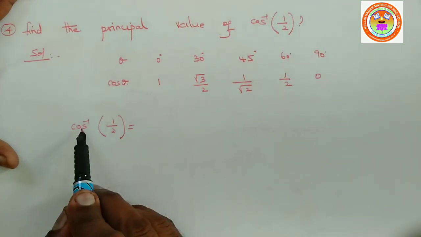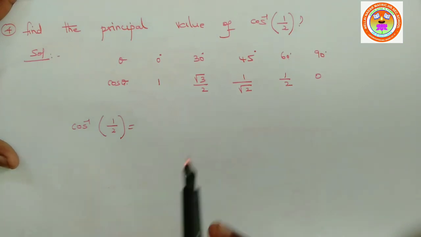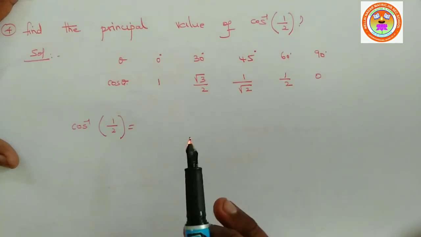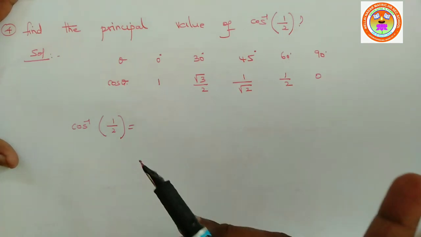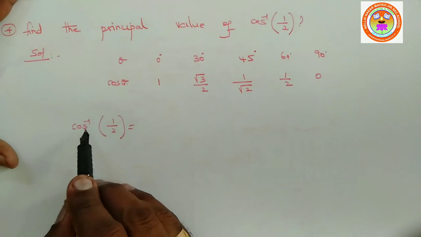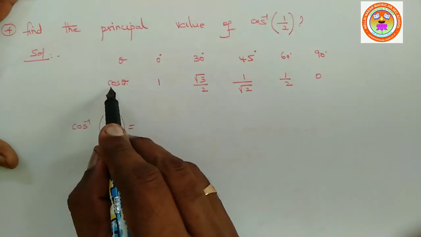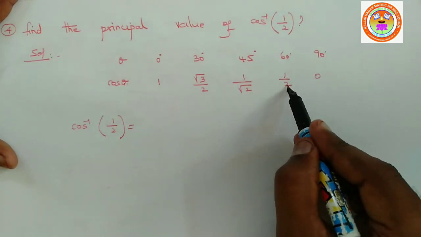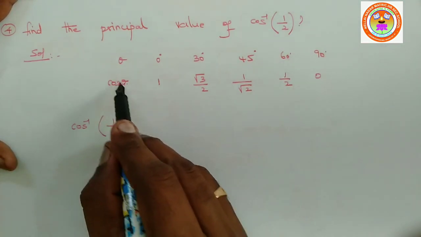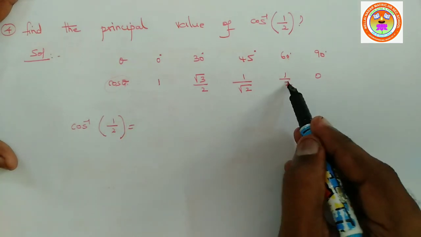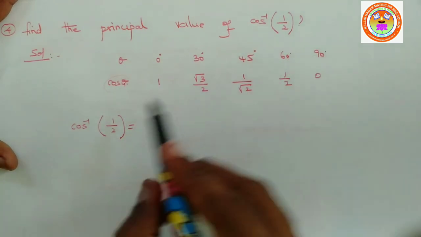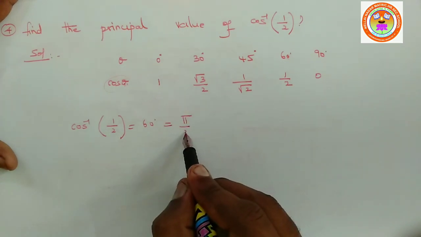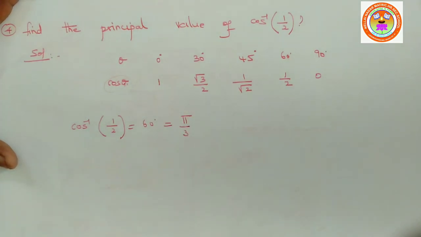We know always the inverse is followed by value. Cos is followed by angle. Cos inverse is followed by value. Cos 60, this is cos, angle. We have got 1 by 2. When cos inverse is followed by value, we get angle. What is the angle? The angle is nothing but 60. 60 we can write in radian as pi by 3. That's all. Very simply we finish the sum.